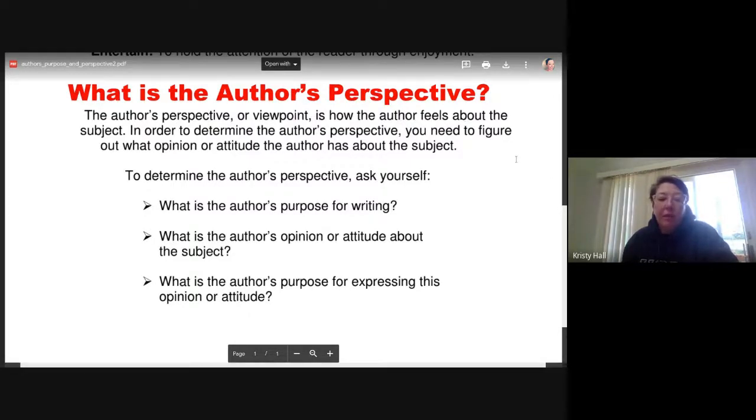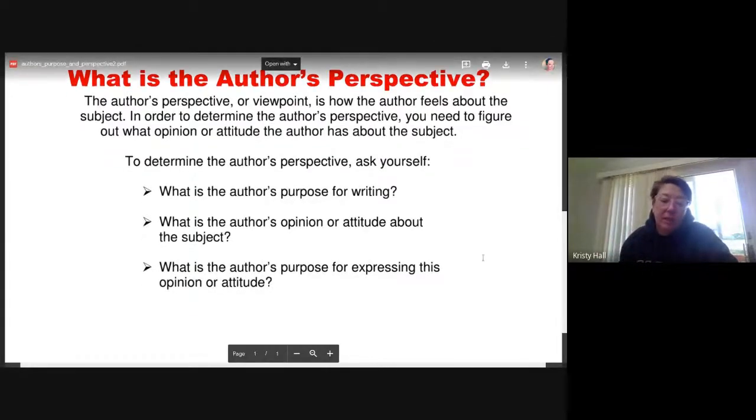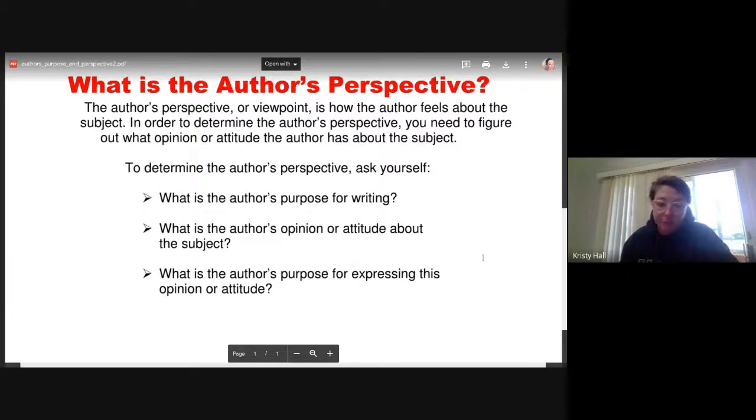So in order to figure out how the author feels about the subject, what is their perspective, we need to figure out what their opinion or attitude is about the subject. So to do that, we're going to think about what is their purpose? Are they trying to inform me or persuade me to do something? What is the author's opinion or attitude about the subject? And what is the author's purpose for expressing this opinion or attitude?